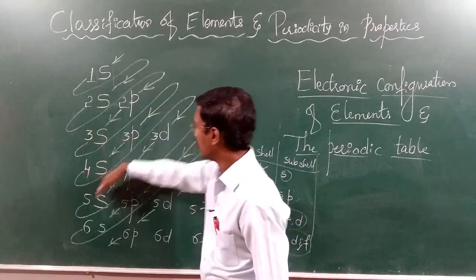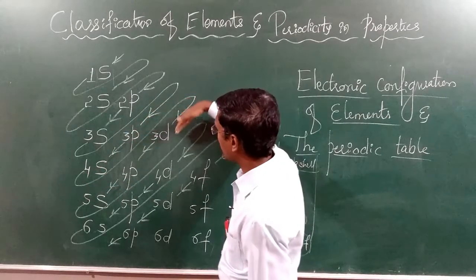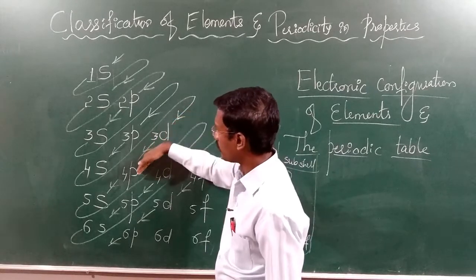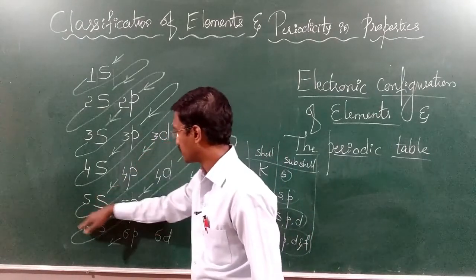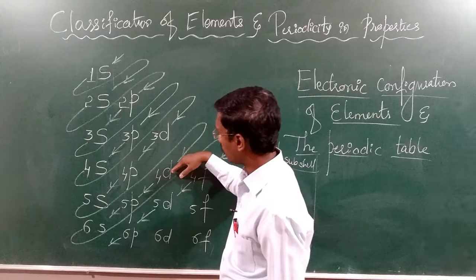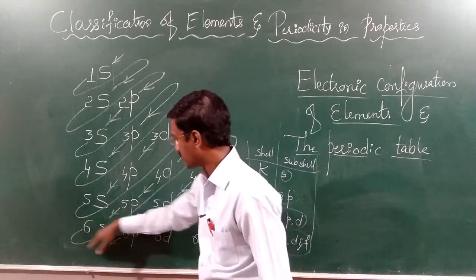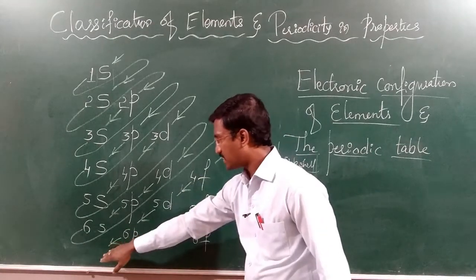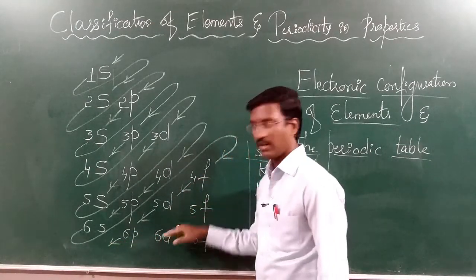After 3p it is not moving to the 3d, it is moving to the 4s. After filling the 4s it is coming to the filling of 3d. After full completion of 3d it is moving to 4p and 5s. After filling 5s it is coming to the 4d, 5p, 6s, again 4f, 5d, 6p and 7s, and again it is coming to 5f, like this.